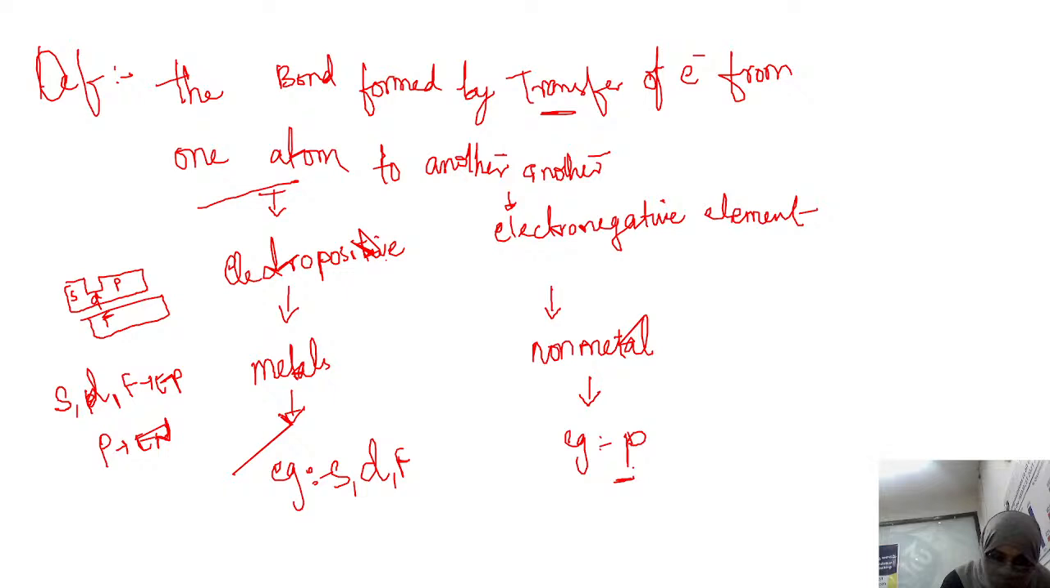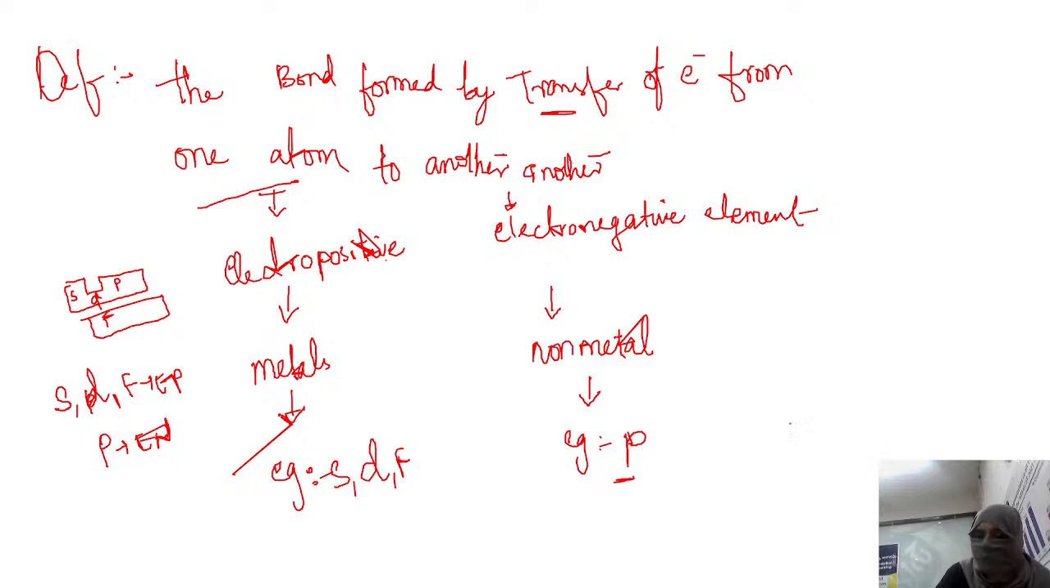Okay. So I hope you got the definition for ionic bond, which is formed by transfer of electron from one atom to another atom. The one atom can be electropositive, the other atom will be electronegative. Electropositive elements are also called metals. Electronegative elements are also called non-metals. The examples for metals are S block, D block, F block. The examples for non-metals are P block.